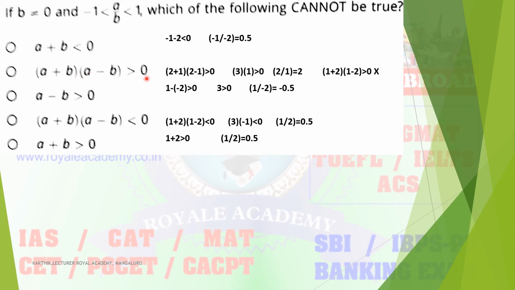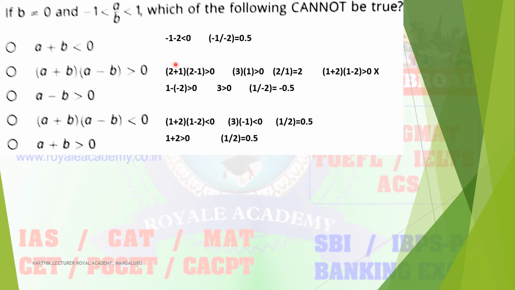Next go for the second option. a plus b into a minus b is greater than 0. So first satisfy the condition a plus b. So I will take a is equal to 2, b is equal to 1. Then a is equal to 2, b is equal to minus 1. So what happens? 2 plus 1, 3. 2 minus 1, 1. So 3 is greater than 0. Yes or no? Yes, 3 is greater than 0.